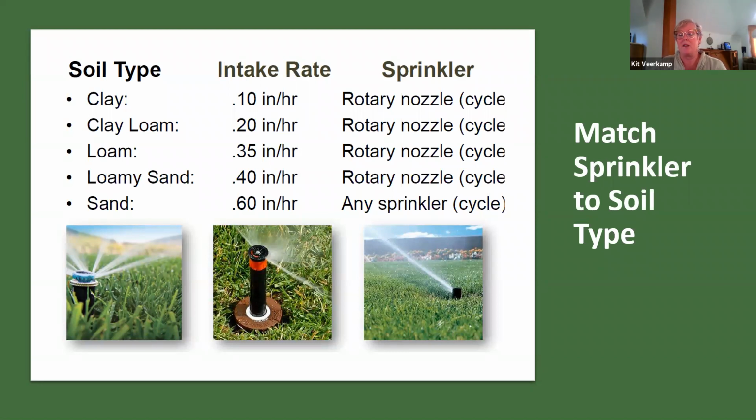Now, you want to match whatever choice you use in terms of your irrigation application, whether you're using sprinkler heads or drip irrigation, to your soil type. If you have clay soils, you want something that really applies water slowly, as opposed to sandier soils. You can use those big sprinklers that put a lot of water on within the same time frame.